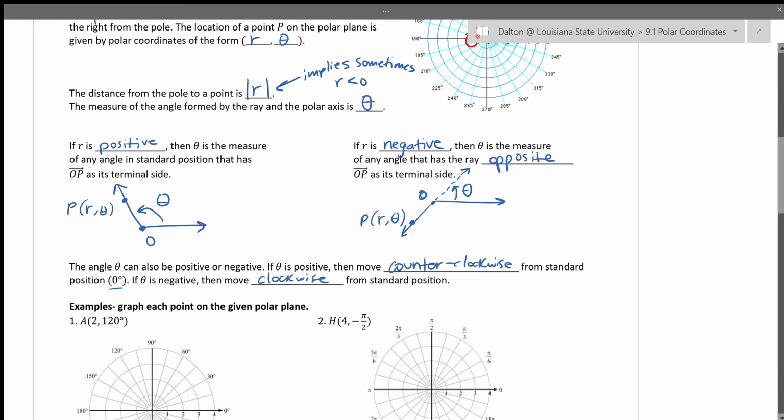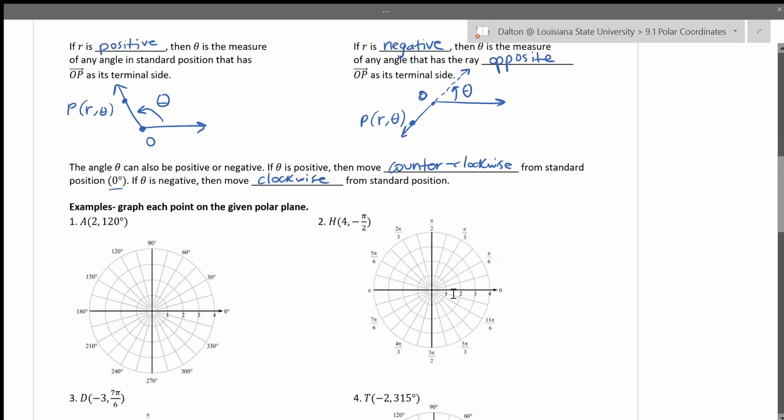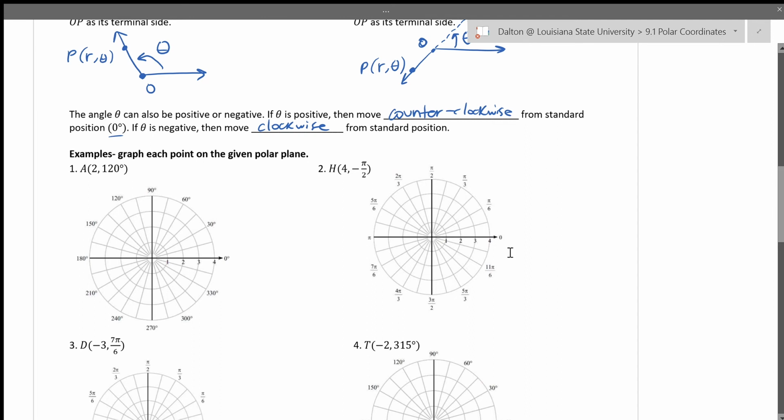So I have 6 examples here of us just trying to graph points on a polar coordinate plane. In the same way that I could ask you to graph a bunch of different points on the x and y axis, I'm now just asking you to graph them on the polar plane. So number 1, point A, it's at 2, 120 degrees. So remember, this is r, and this is theta.